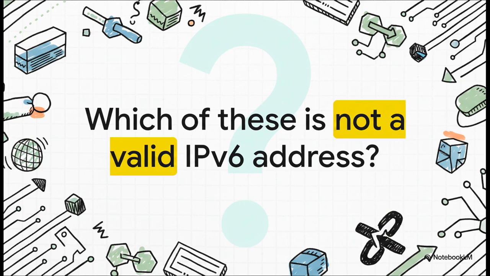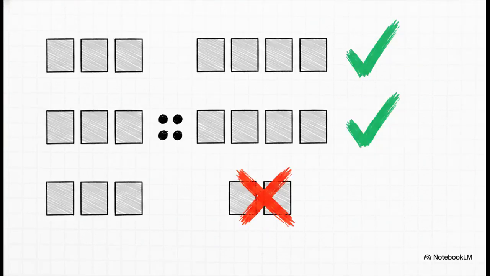Next up, a question about IPv6. I know these addresses can look pretty intimidating with all the colons and letters, but they actually follow a couple of very simple rules. Our job here is just to spot the one that's breaking the rules. Okay, here's the main rule you need to know. A full IPv6 address always has 8 groups of characters separated by colons. Always. But because that's really long, there is a shortcut. You can use a double colon, one time, to represent a string of groups that are all zeros.